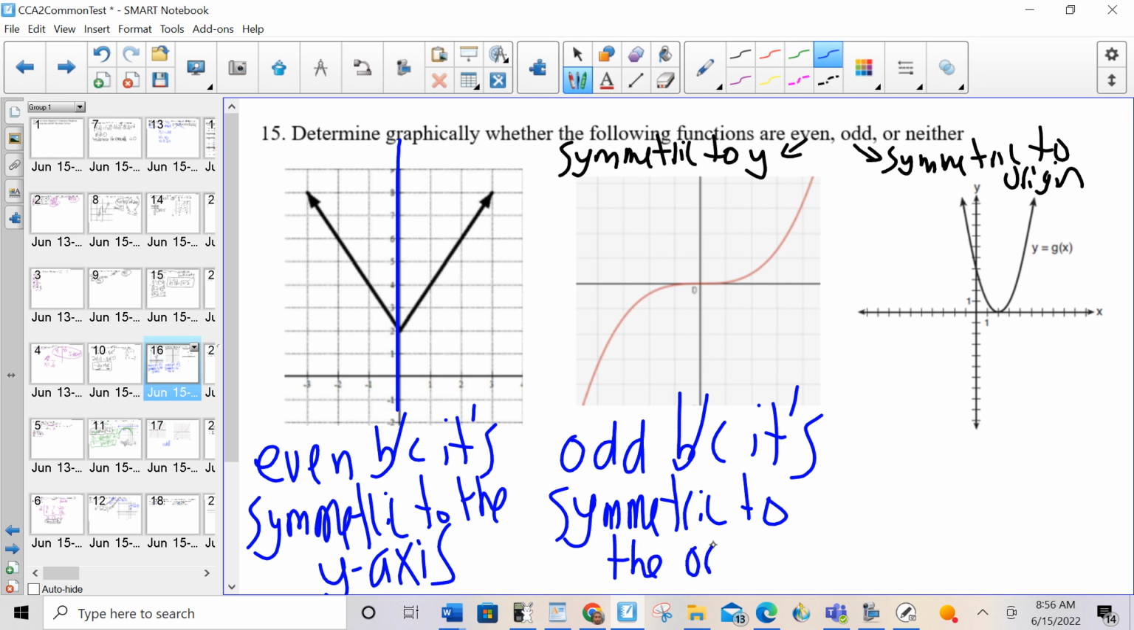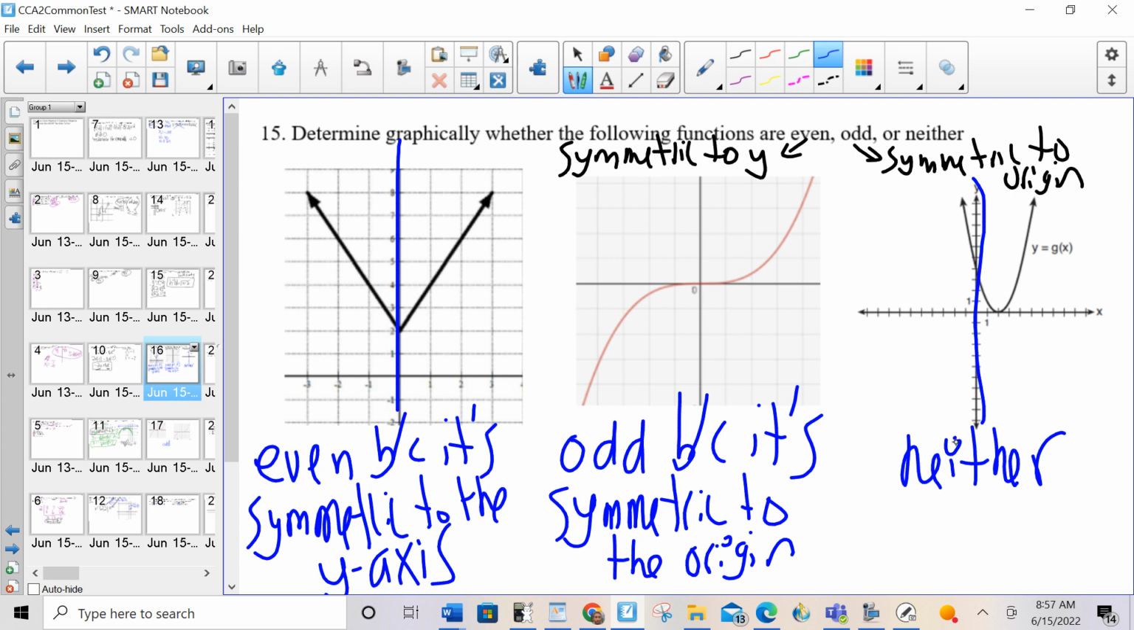And again, all of these lessons, I have full videos in more detail. You want to see how to do it algebraically, I have a video for that. The last one is not symmetric to the y-axis. If I turn it upside down, it's not going to be the same thing. It's neither. If they give you an equation, just pop it into the calculator and look at it.